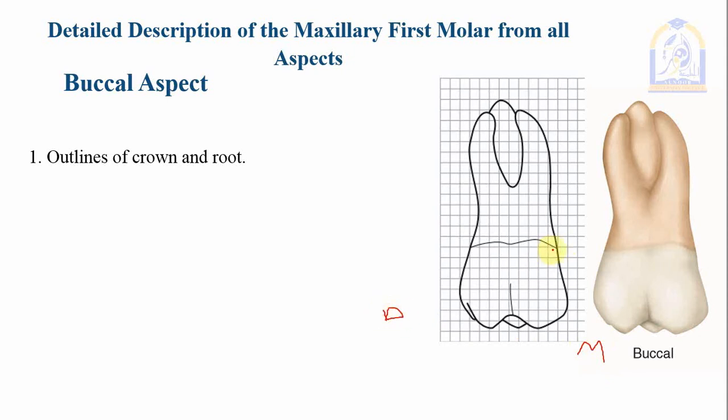It's straight from the cervical line toward the mesial contact area, which is sharply convex. Then it will merge with the mesial slope of the mesiobuccal cusp. The mesial contact area is located at the junction between the occlusal and middle thirds of the crown. While the distal outline is more curved from the cervical line toward the distal contact area, which is located in the middle of the middle third, and it will be confluent with the distal slope of the distobuccal cusp.